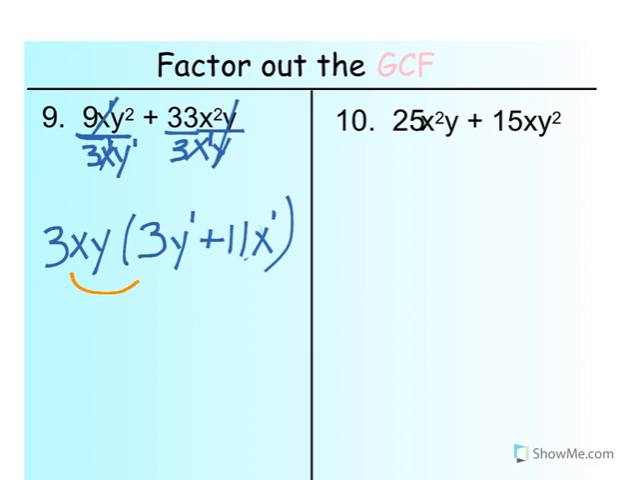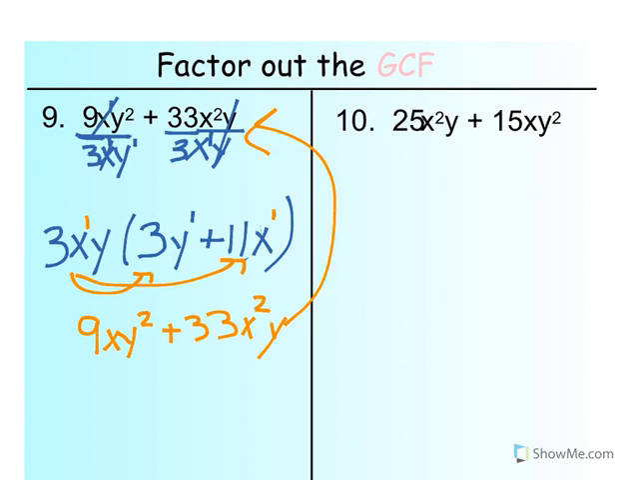If I double check to make sure I'm correct, 3 times 3 is 9. xy times y is xy to the second, because we can only add exponents of like letters. 3 times 11 is 33. There's an x and an x, so that's x squared, and then just the y. That does in fact match the original binomial. That means my factoring here is correct. So let's look at the next one and see if that way of writing it as a fraction makes sense or if that's more confusing.